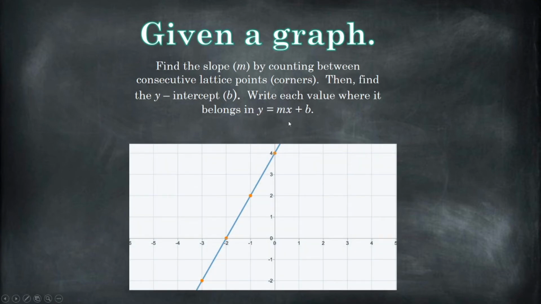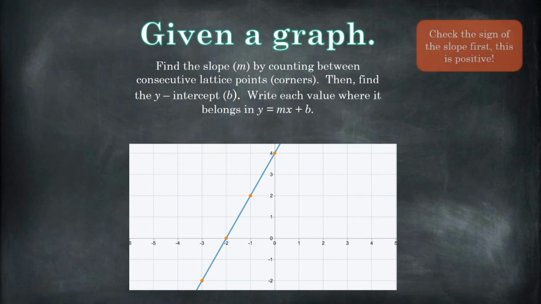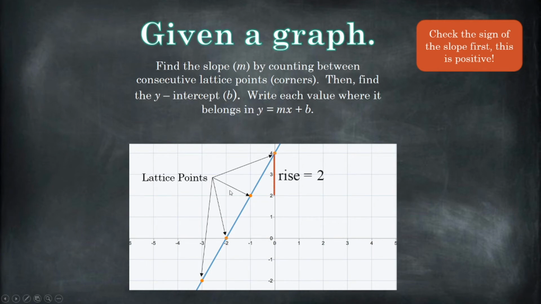Now, we've seen this one right here. Let's go ahead and talk about this one. So first of all, this has a positive slope. It's going up from left to right. But we're going to count the slope by counting from consecutive lattice points. For example, from here to here is a rise of 2, and it's a run of 1. So this has a slope of 2.